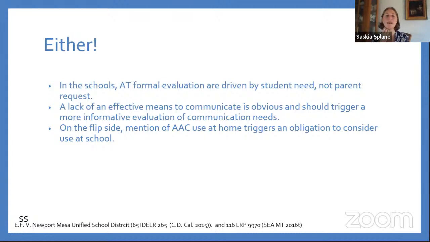It does obligate that consideration of assistive technology to be reconsidered. And that's because, if it's working at home, it probably is going to work at school, and vice versa. It's just a matter of looking at the student as a whole. They're themselves no matter where they're at. So we've got to assist with everywhere that we are. So yeah, either one.